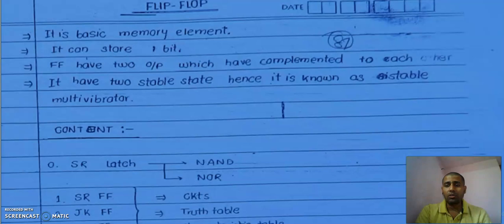That means if Q is equal to 0, Q bar is equal to 1. If Q is equal to 1, Q bar is equal to 0. It has two stable states, hence it is also known as a bistable multivibrator.